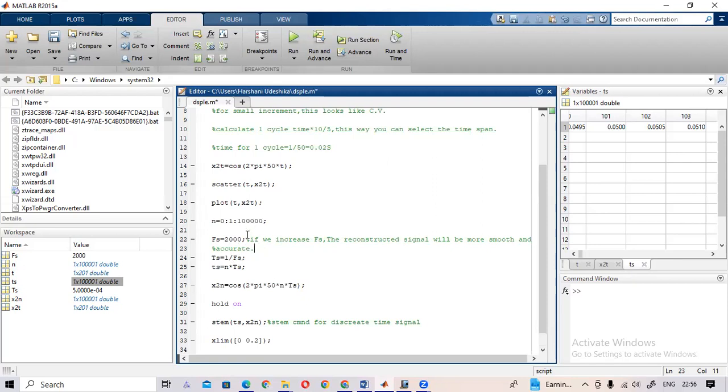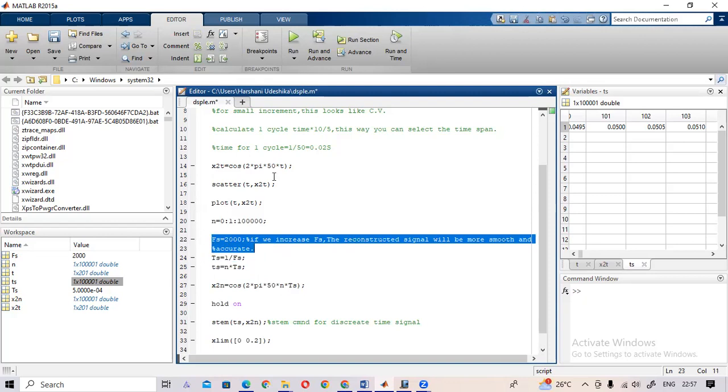Can you remember that we have learned the Nyquist sampling theory? This is according to the Nyquist sampling theory. The Nyquist sampling theory says that the sampling frequency, this fs, should be at least twice the signal frequency. That is the Nyquist sampling theorem. So if we increase the sampling frequency, the reconstruction will be very easy.